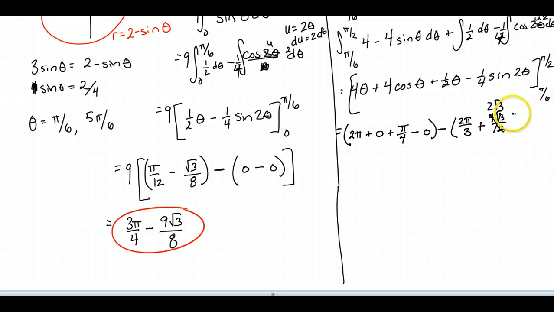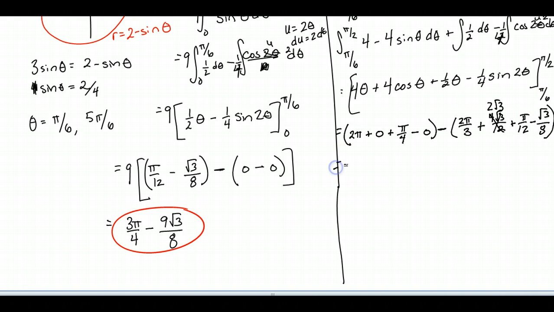Yeah, that's good. And then we'd have adding to that pi divided by 12 minus, now I have 2 times pi over 6, which will give me pi over 3. Sine of pi over 3 is square root of 3 over 2. Multiply it by a 4, so I have square root of 3. Instead of over 2, it's divided by 8.